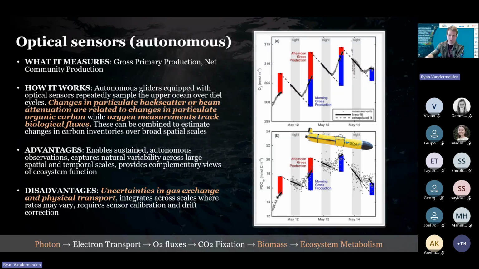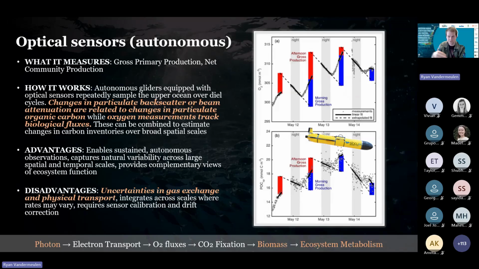So while the optical approach follows changes in the carbon pool itself by proxy, oxygen measurements follow the biological processes that create and consume that carbon. In this example, the upper panel shows the oxygen fluxes, providing a view of the metabolic balance of the ecosystem in the light and dark, while the lower panel shows the corresponding changes in particulate carbon inferred from the optical measurements. These are two different perspectives on the same biological system, one tracking the carbon itself and one tracking the oxygen consequences of the processes moving that carbon.